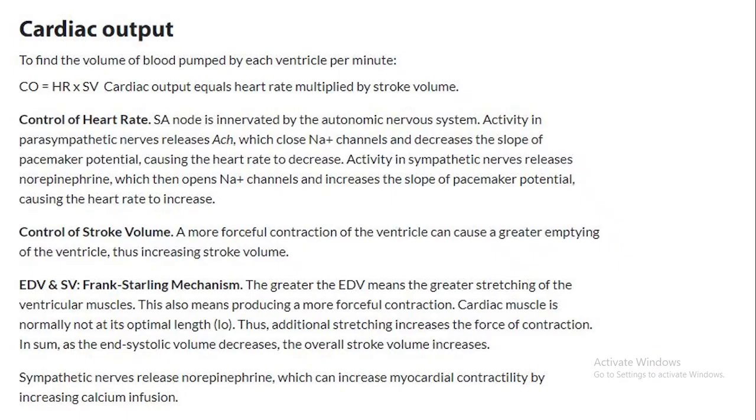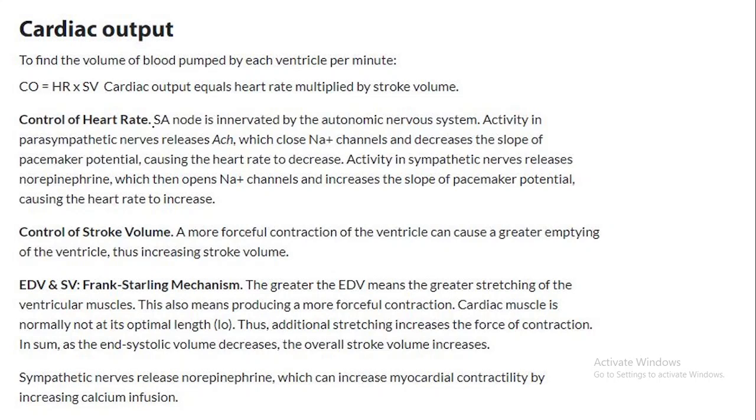Let's read what is given here. Cardiac output: to find the volume of blood pumped by each ventricle per minute. So cardiac output is heart rate into stroke volume. Cardiac output equals heart rate multiplied by stroke volume.